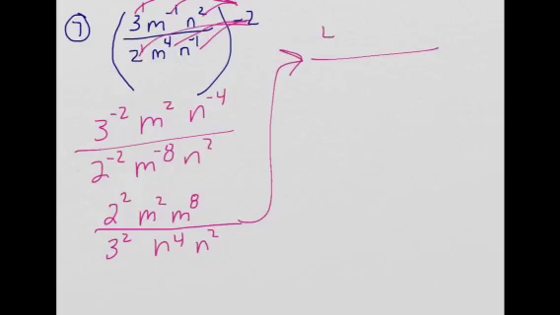2 squared is 4. M squared times m to the 8th is going to be m to the 10th. 3 squared is 9. N to the 4th times n squared is going to be n to the 6th.